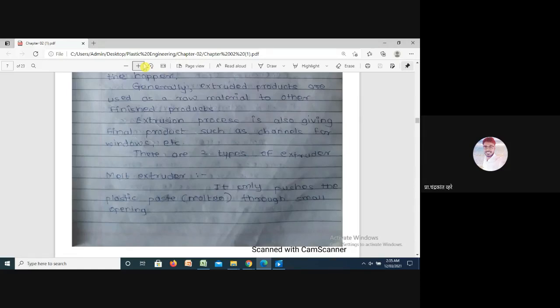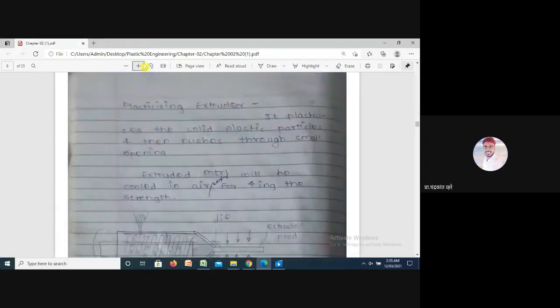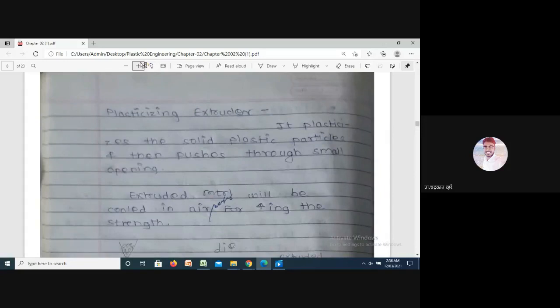Is it completed? Okay, so write it fast. Right after this we will go for the next part. This is all about extrusion molding. Okay, so it is not difficult. So write it properly.